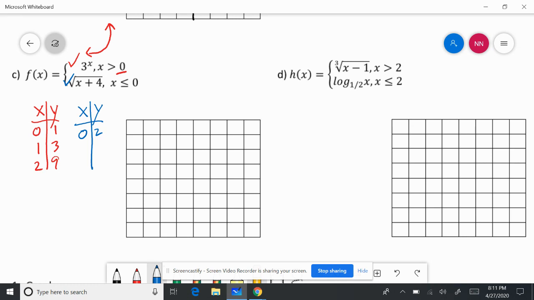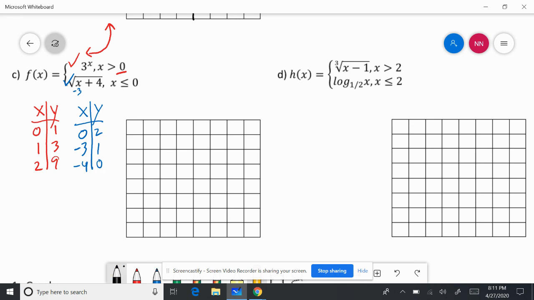So what I'm going to do is plug in negative 3, because negative 3 plus 4 is 1, and the square root of 1 is 1. And the next one is negative 4. Negative 4 plus 4 is 0. Square root of 0 is 0.